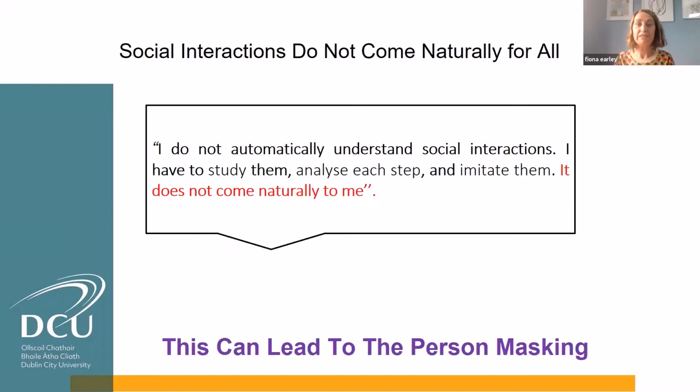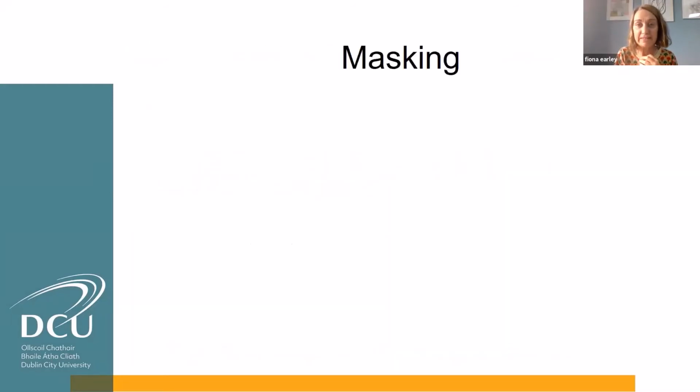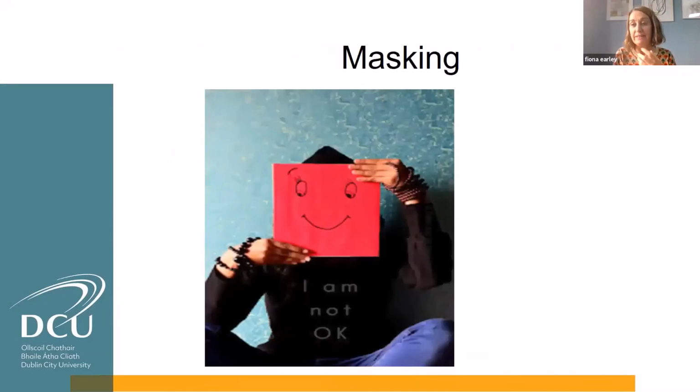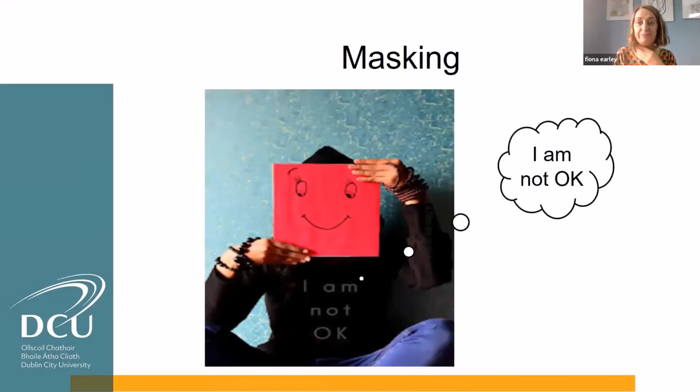This is what one student said: I don't automatically understand social interactions. I have to study them, analyze them and imitate them, so pretend. It does not come to me naturally. And this is a danger. This is what is very exhausting. Imagine if you are doing this all day, copying someone's behavior and just being really conscious of trying to copy it. That is called masking. And this is masking. You're trying to fit in.